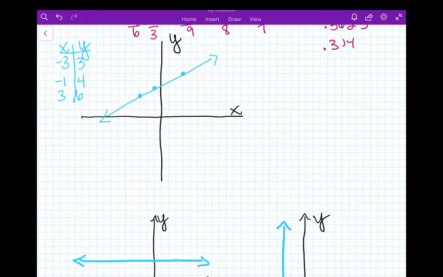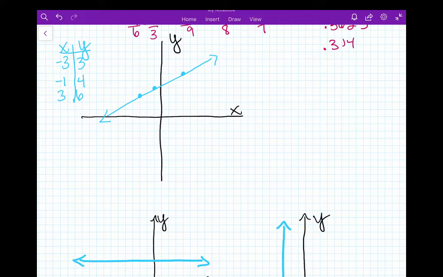Now we're going to look at a graph and determine the slope from the graph. I put this table here so that you could see the points that I plotted, so that you could draw this graph in your notes, which you need to do. You need to do that before you continue the video and I explain this.